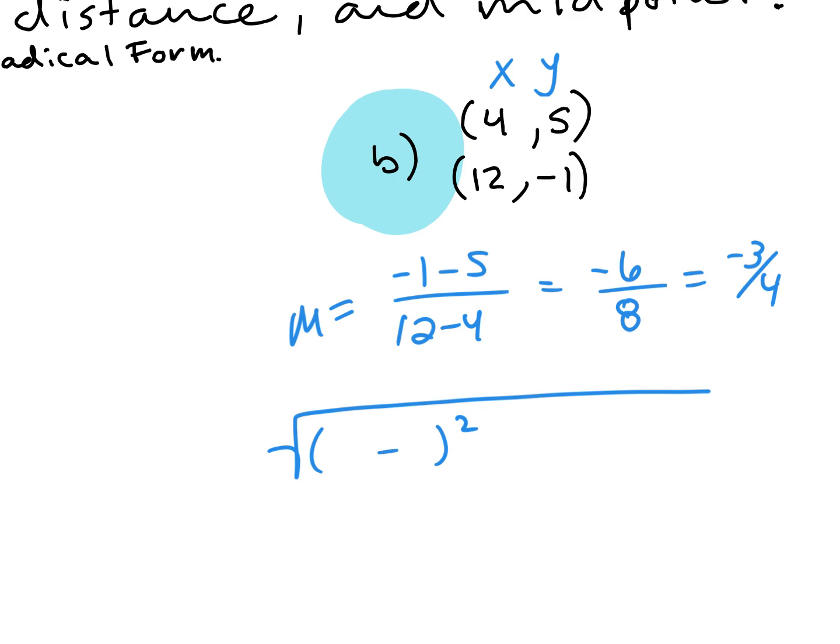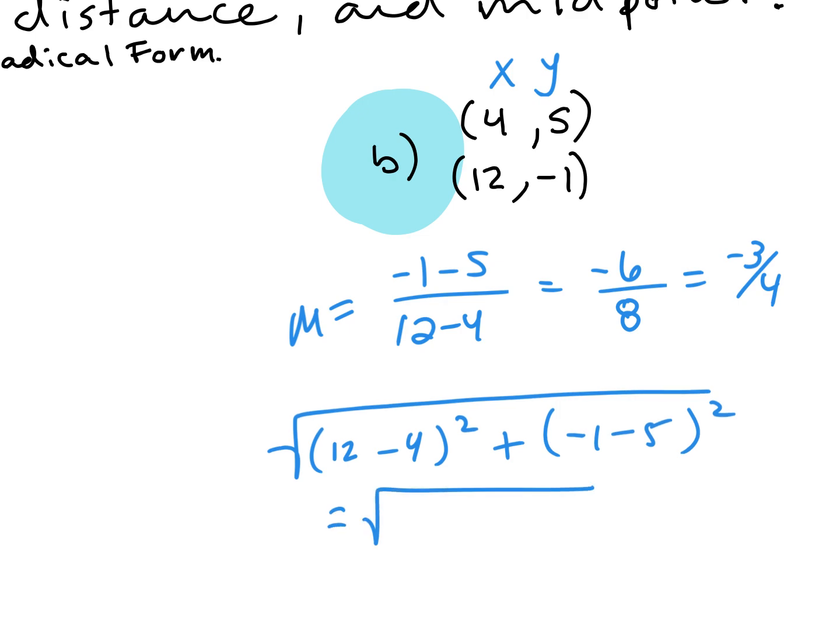Put a minus sign in the middle. And then there's a plus. I have a parenthesis with a squared and a minus sign in the middle. You keep your x's together. You keep your y's together. So it does not matter what order. You could say 4 minus 12 or 12 minus 4. How come the order doesn't matter in this case? Because if it's a negative, when you square it becomes positive. So I'm just going to say 12 minus 4. And then I'm going to say -1 minus 5.